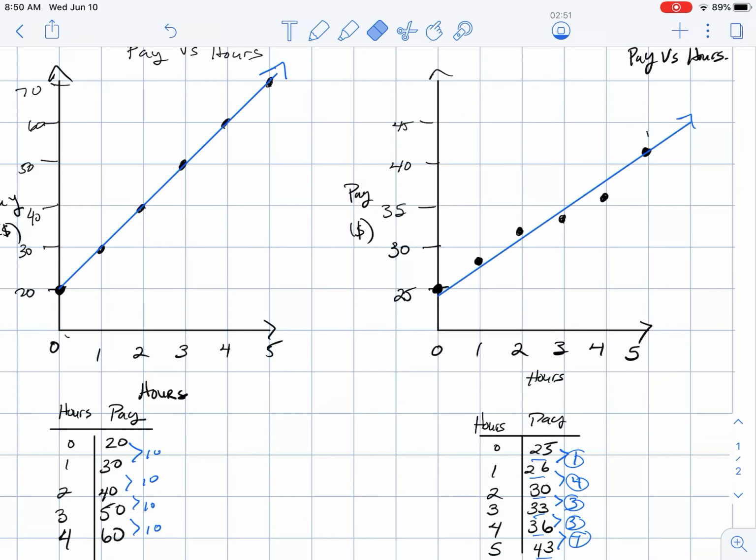Now, what I'm going to say though, is that this one right here looks like a pretty strong correlation. Write that down: pretty strong correlation. What that means is that the points are fairly close to my line of best fit. If the points were way off, then you would have a weak correlation.